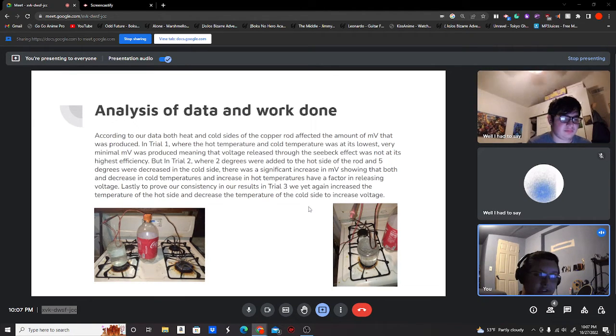And then finally, in trial 3, it is shown that at our highest recorded heat and our lowest recorded temperature for the cold side, when we met those criteria, we had reached our final highest voltage, which was 3.0 millivolts, the highest voltage we had reached in the entire experiment. And this was at our highest temperature for the hot side and our coldest temperature for the cold side.